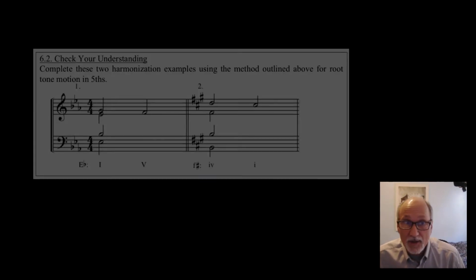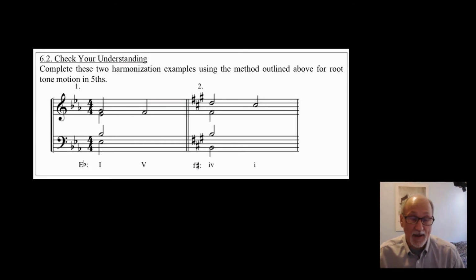So go ahead, try check your understanding 6.2, and you get to actually take a pair of chords. The first one's written for you. Write the 2nd chord. These are all examples of root tone motion in 5th. So you're going to do them the same way. You're going to just write the root tone of the 2nd chord and put it in the bass. Then you're going to find the common tone and leave that in the same voice. Then you're going to try to figure out how to complete the chord.